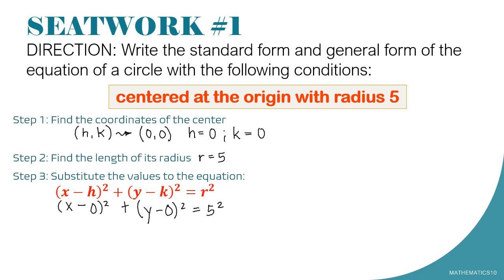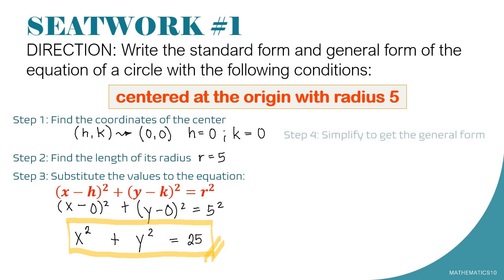Okay, next to that, of course, this is not yet our final answer because as you can see, we do have here x minus 0 and it should be simplified. So what is x minus 0? It is x, and then don't forget the square, and then y minus 0, it's y, and don't forget as well the squared. And lastly, we do have 5 squared. What is 5 times 5? So we have 25. And therefore, our final answer for center radius form is this one. So as easy as this.